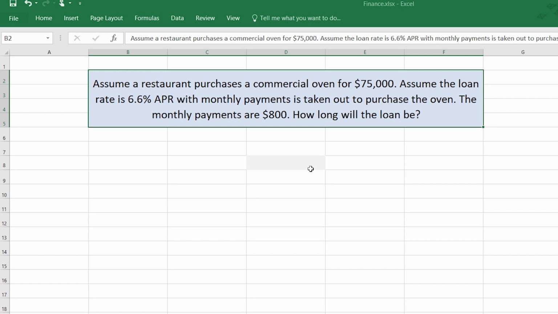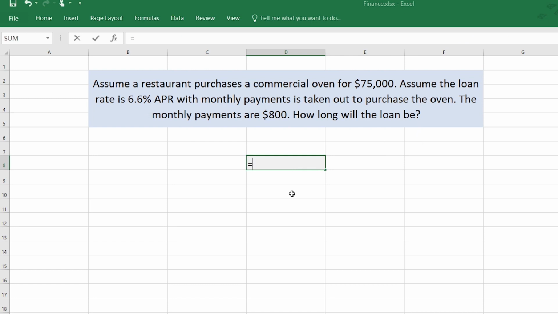Assume the loan rate is 6.6% APR with monthly payments taken out to purchase the oven. The monthly payments are $800. How long will the loan be? To find the term of the loan, we can solve for number of periods, NPER, in Excel. The rate is 0.0055, which is 6.6% divided by 12, or 0.55%.